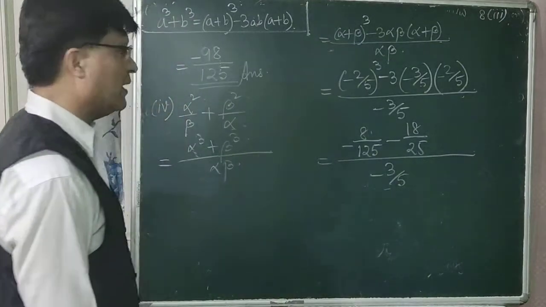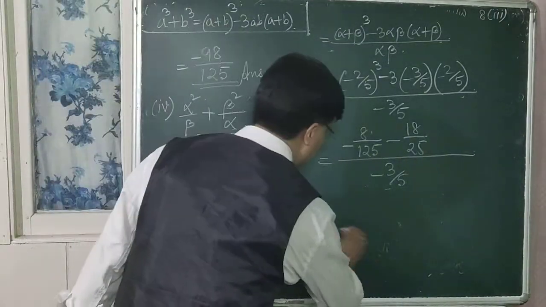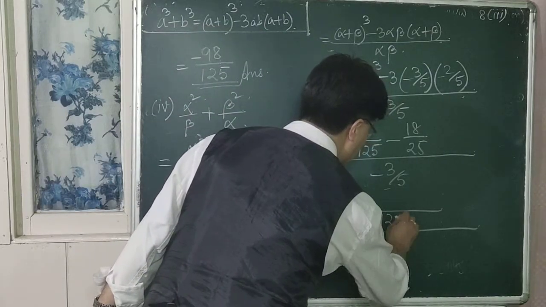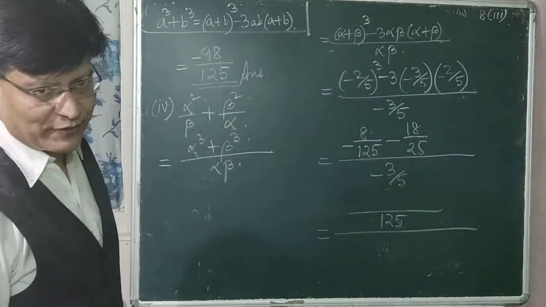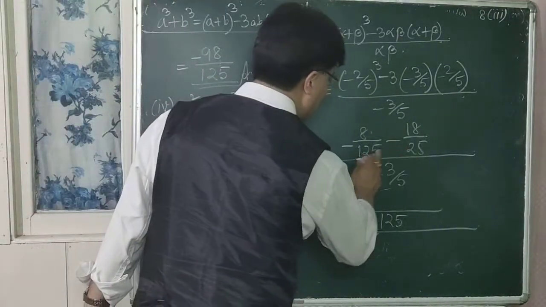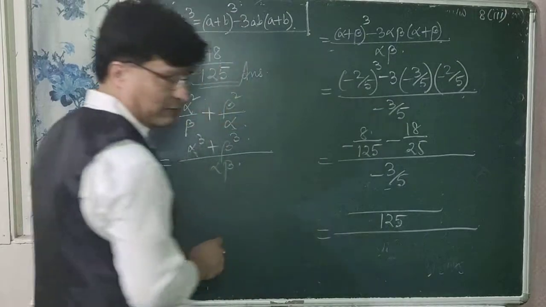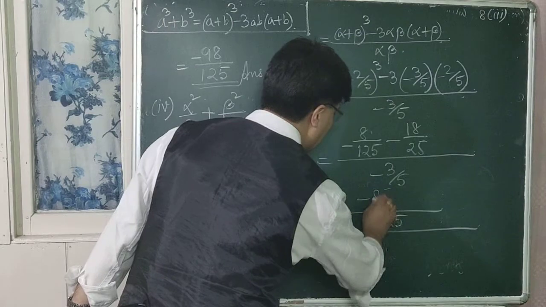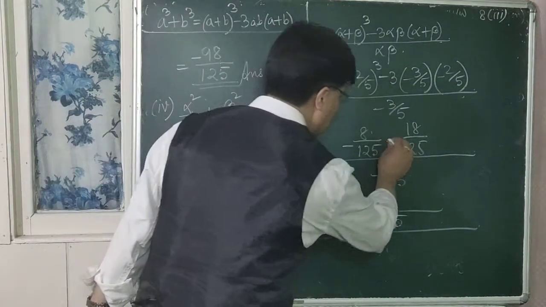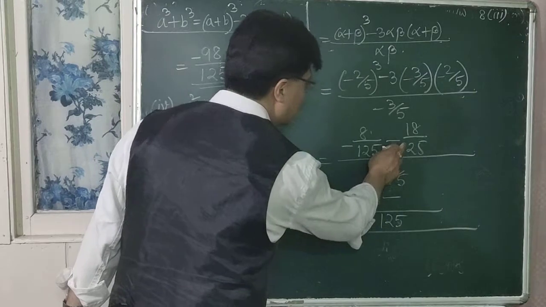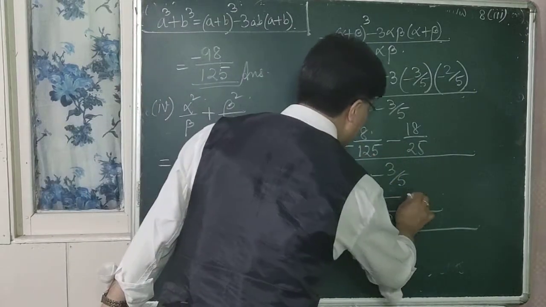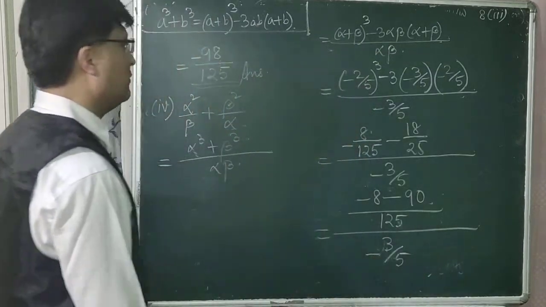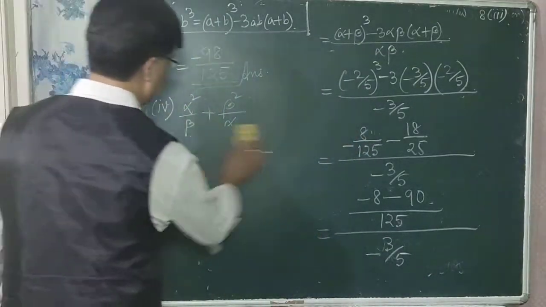minus 3 by 5. Now again take the LCM in the numerator. In the numerator, what's the LCM? 125, right? 25 and 125. Their LCM is 125. Again, this 125 is divided by 125. That is 1. 1 into minus 8. Minus 8, you know how to simplify it. Then again comes minus 125 is divided by 25. It goes 5 times. 5 into 18 is 90. Whole divided by minus 3 by 5.